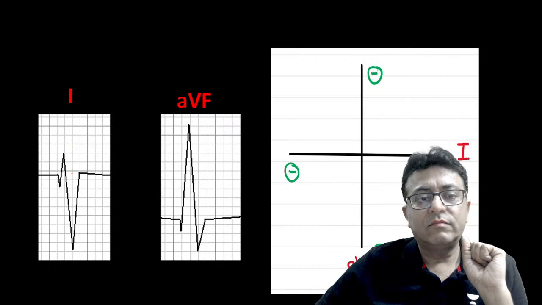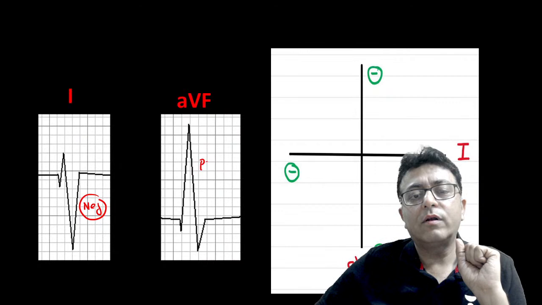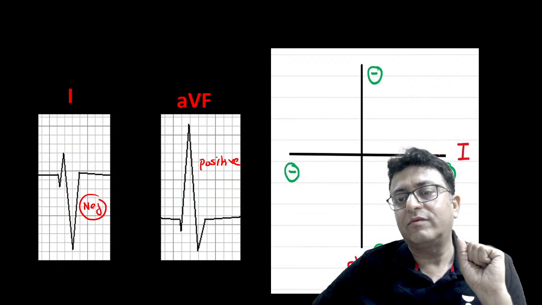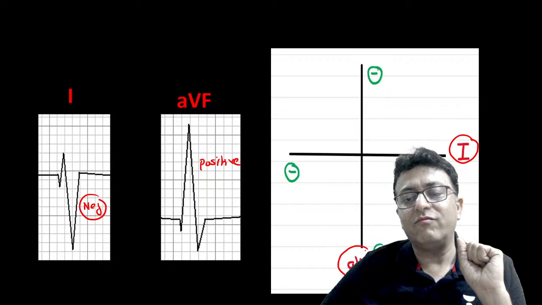AF more positive. Now draw like this. Draw two lines, make a plus. Horizontal line indicates first lead. Vertical indicates AVF. Now concentrate.